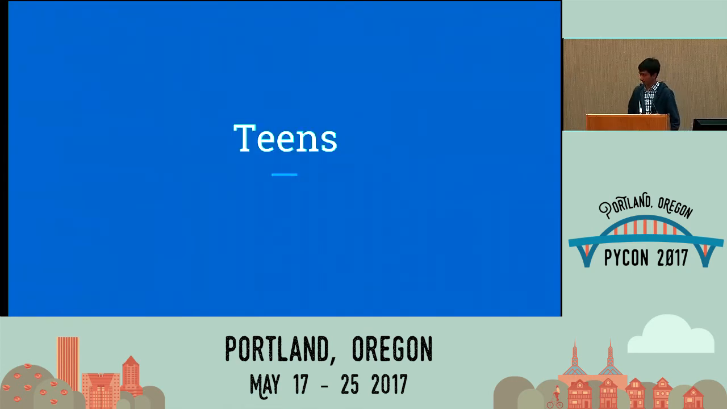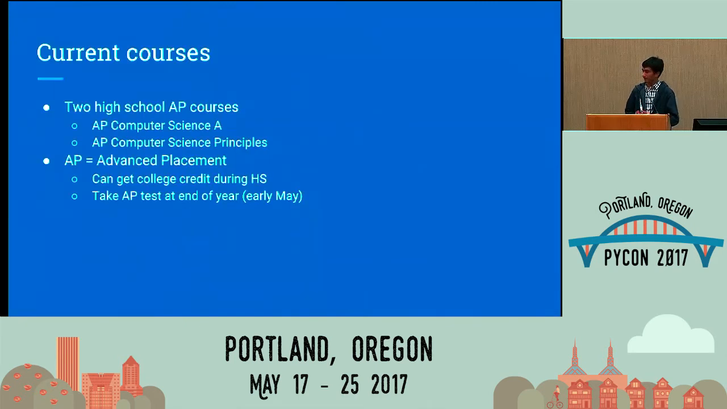So now let's move on to teens, something I'm more familiar with. So as of now, in schools, there are two computer science courses. There's AP Computer Science A, which is taught in Java, and AP Computer Science Principles, or APCSP, which is a more recent course, which was just introduced by the College Board just like a couple of years ago, I think. And AP just means Advanced Placement.